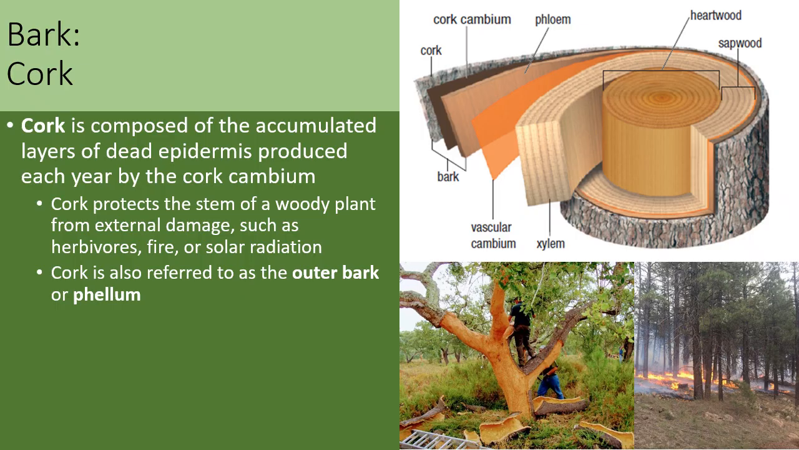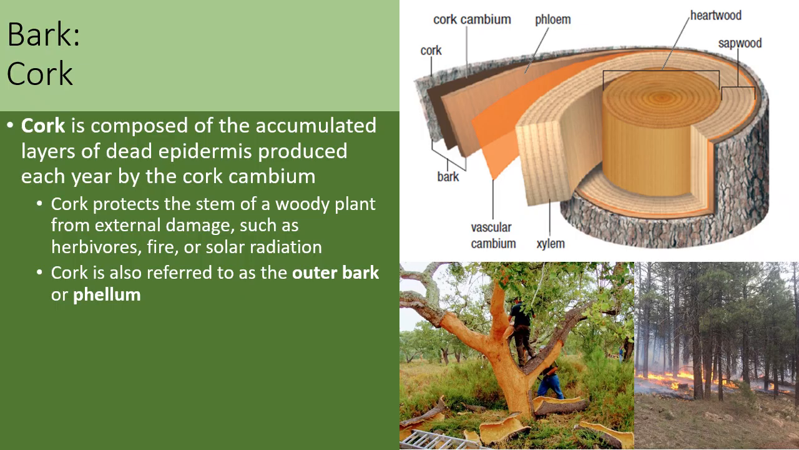Or some trees like birches, they just actually shed their bark almost like a lizard would in order to allow that trunk to expand. Cork is extraordinarily valuable for trees for a number of reasons. Cork helps protect woody plant stems. That's one of the biggest functions. It can protect them from herbivores.